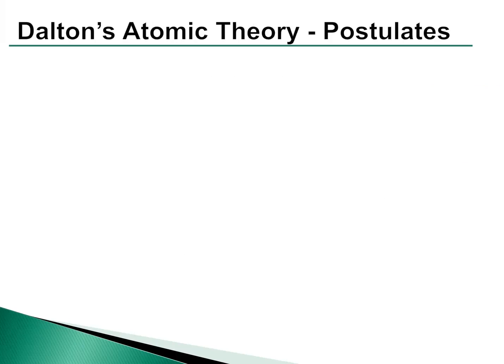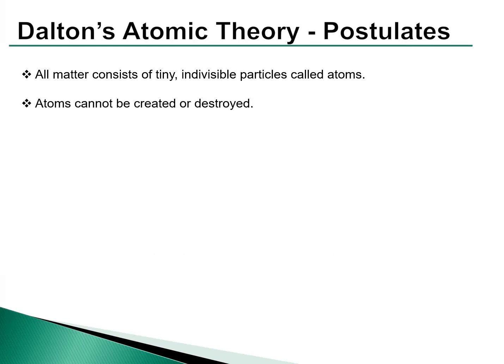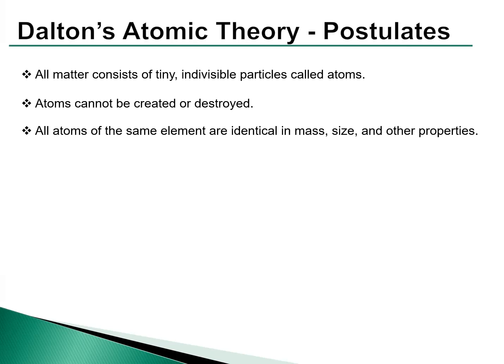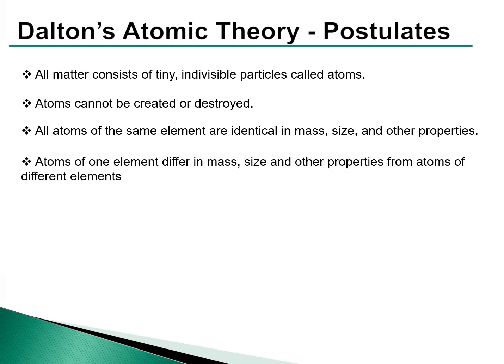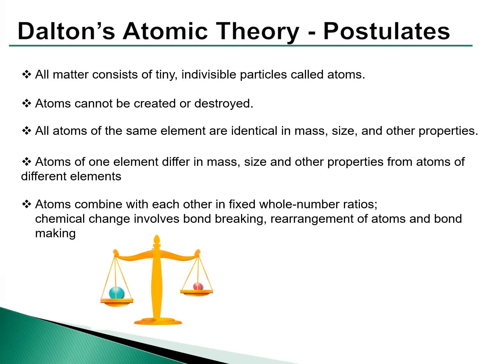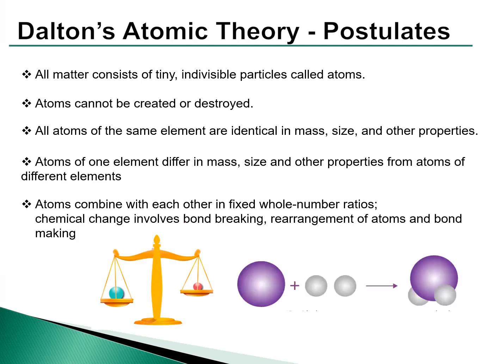Dalton's atomic theory mainly contains 5 postulates. All matter is composed of extremely tiny, indivisible particles called atoms. Atoms are indestructible, that is, they can neither be created nor destroyed. Atoms of the same element are identical in mass, size, and other properties. Atoms of one element differ in mass, size, and other properties from atoms of different elements. Atoms of different elements can combine with each other in fixed whole number ratios and take part in chemical reactions by breaking bonds, rearrangement of atoms, and forming bonds.